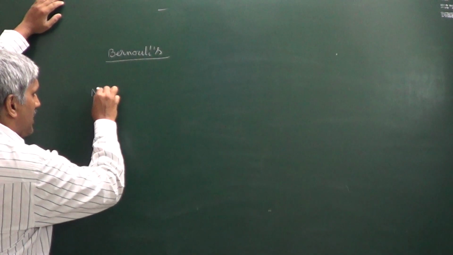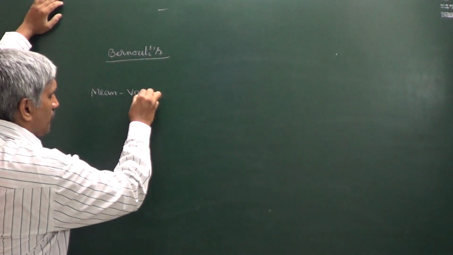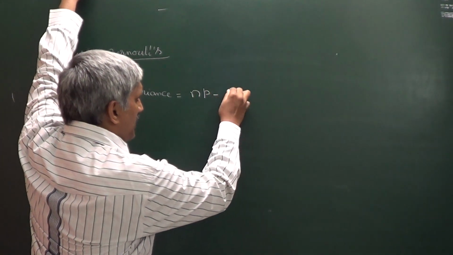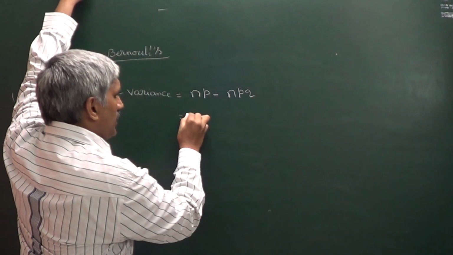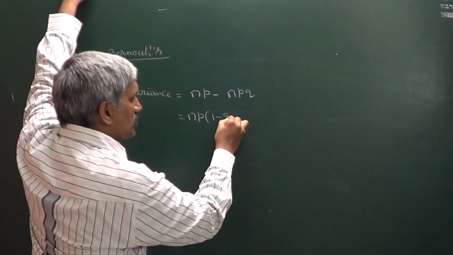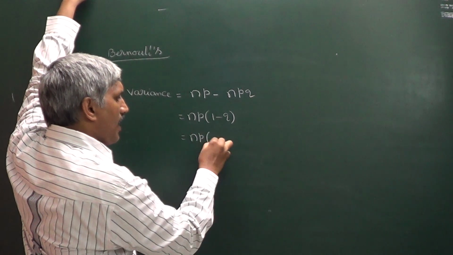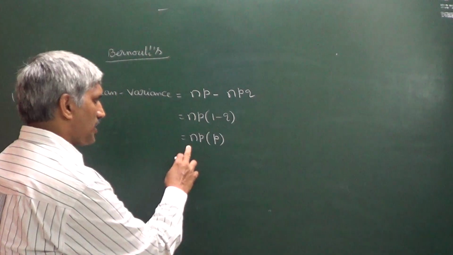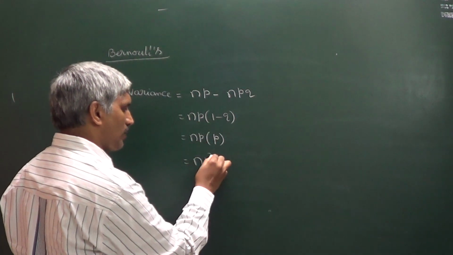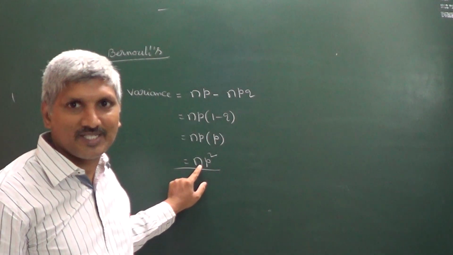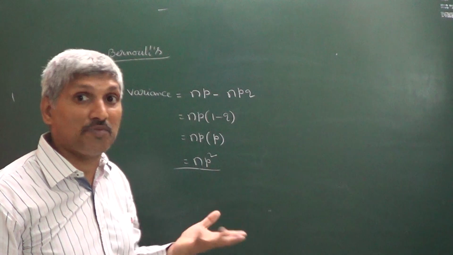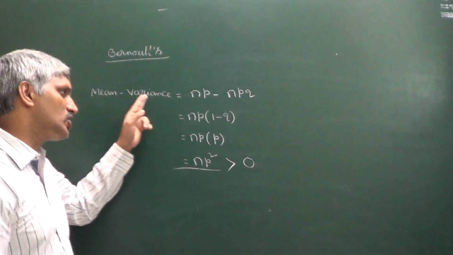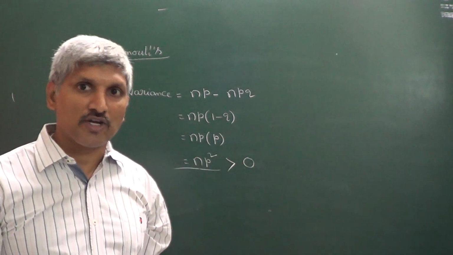Just observe here, I am finding mean minus variance. What is the mean of the binomial distribution? np. Variance, just now we discussed, npq. If you take np common, we get 1 minus q, that is np into 1 minus q, which is nothing but p, because p plus q, success plus failure, is equal to 1. So np into p equals np square. Here n denotes the number of trials. The number of trials must be a natural number, so this value is always greater than 0. So mean is always greater than variance in a binomial distribution.